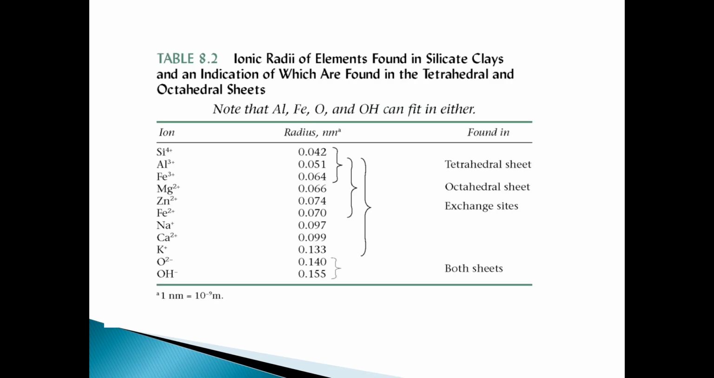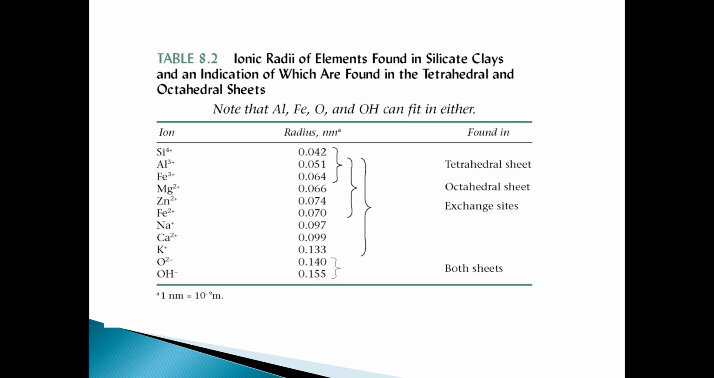This is also a table giving you the ionic radii of elements found in silicate clays, and an indication of which are found in the tetrahedral and octahedral sheets. So for example, we have there silicon with its valence, with its charge, aluminum, iron, magnesium, zinc, iron, sodium, calcium, potassium, oxygen, and hydroxyl. So we have here silicon and aluminum and iron can be found in the tetrahedral sheet. And then some of them can be found in the octahedral sheet. And some of them are in the exchange sites. And some of them are found in both sheets.